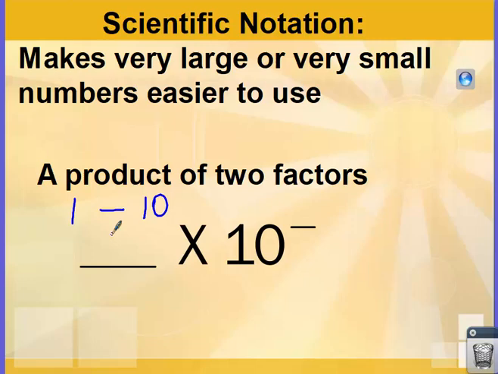Then we're going to do times 10, because when I multiply anything by 10, whether it's with a positive exponent or a negative exponent, it's going to move the decimal either to the right or to the left. Positive exponent is going to move it to the right. Negative exponent will move it to the left. So let's see if we can actually look at one.